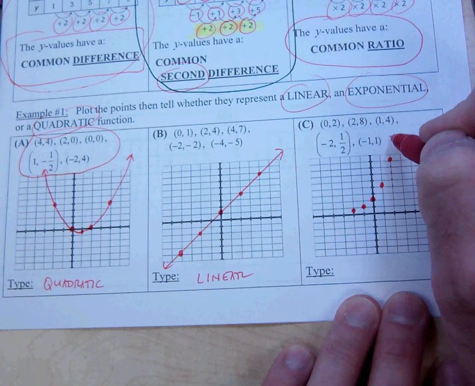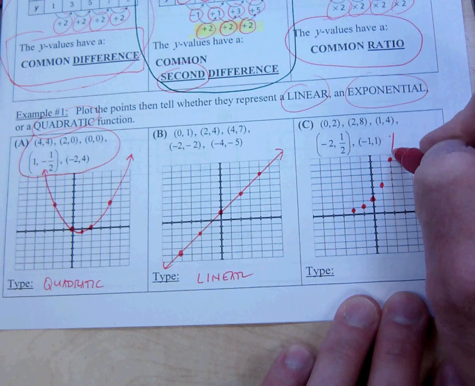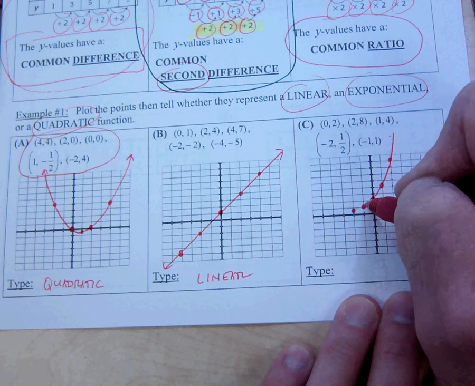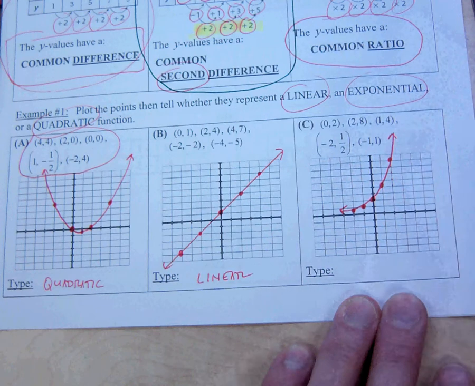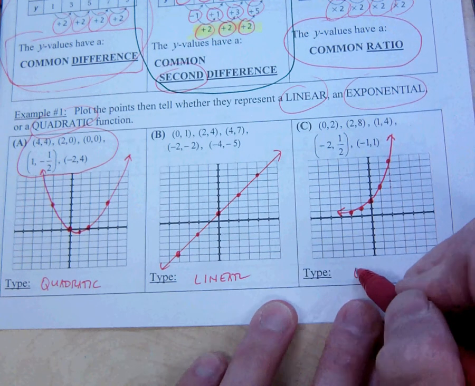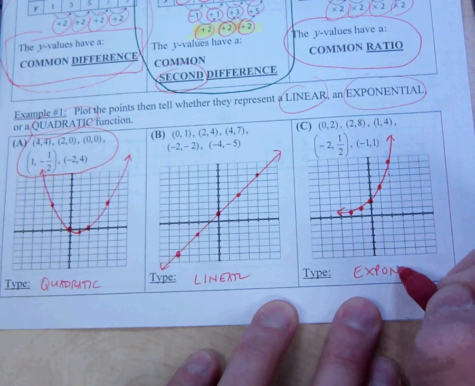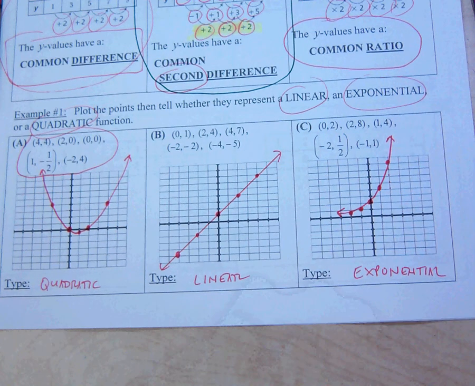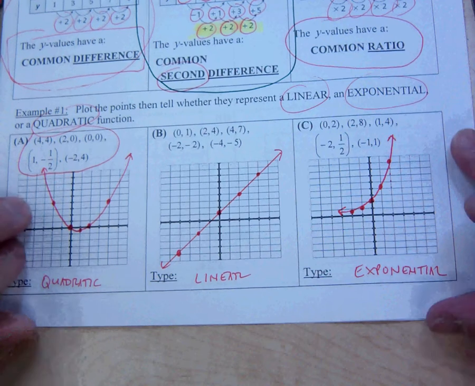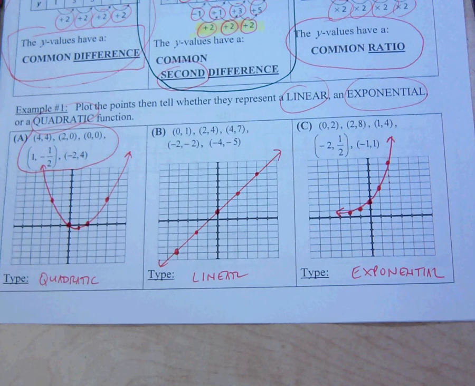So what kind of graph does this look like it's forming, guys? Exponential. That definitely looks like it's exponential, right? Okay, so you can definitely tell graphically the difference between the three, right? Any questions before I turn the page? Okay, next page.